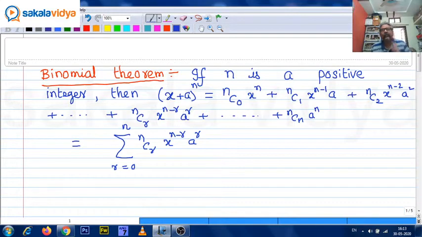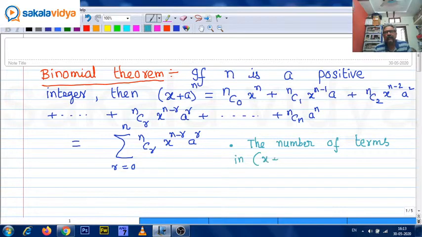So first here, how many number of terms? So let us discuss now the concept. First important point, the number of terms in the expansion (x plus a) whole to the power of n is n plus 1.